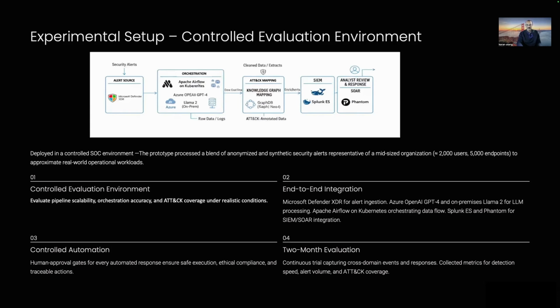As I mentioned last time, SIEM is security information and event management, and SOAR is security orchestration, automation, and response. Critical cybersecurity tools, they're part of the entire architecture. We have controlled automation, with human approval gates for every automated response, and that ensures safe execution, ethical compliance, and traceable actions, right? A 2-month evaluation, continuous trial capturing cross-domain events and responses, collected metrics for detection speed, alert volume, and attack coverage, right? So that is what the experimental setup looks like.